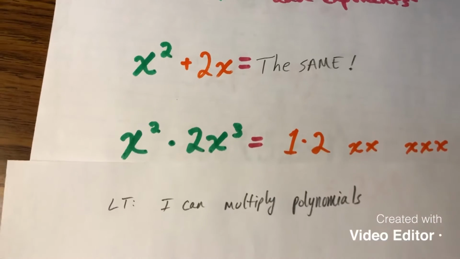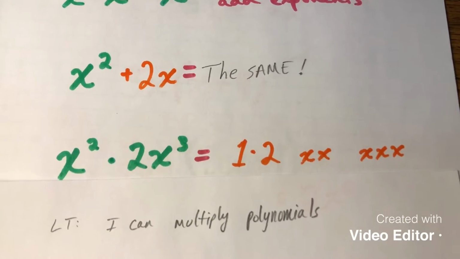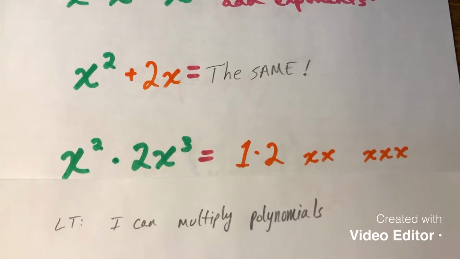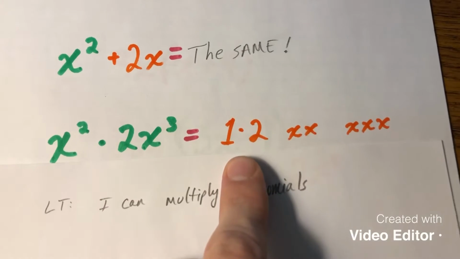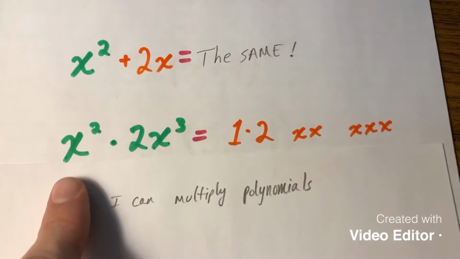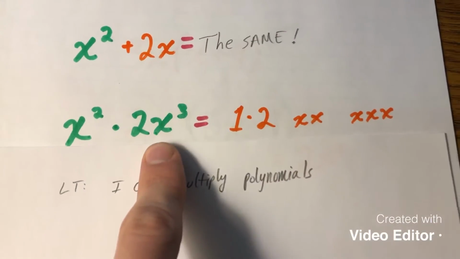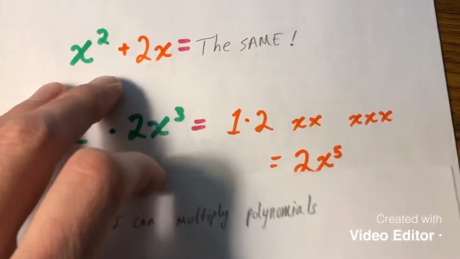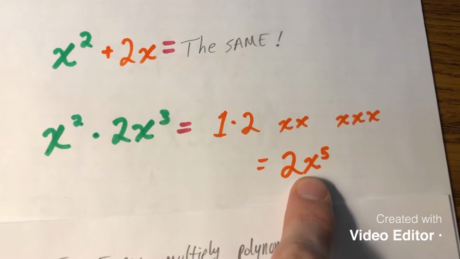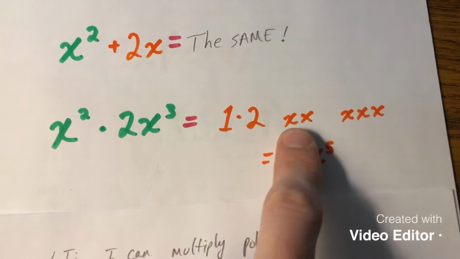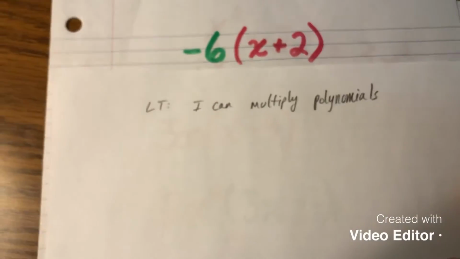Okay, but if you were to try to multiply x squared times 2x to the third, even though the exponents are different, you're still going to multiply the coefficients. So the coefficients are 1 times 2. And over here, you're going to multiply 2 x's by 3 x's. So in total, you have 2, that's 1 times 2, x to the 5th, because 2 plus 3 is 5 x's. Okay, so let's apply some of this now.